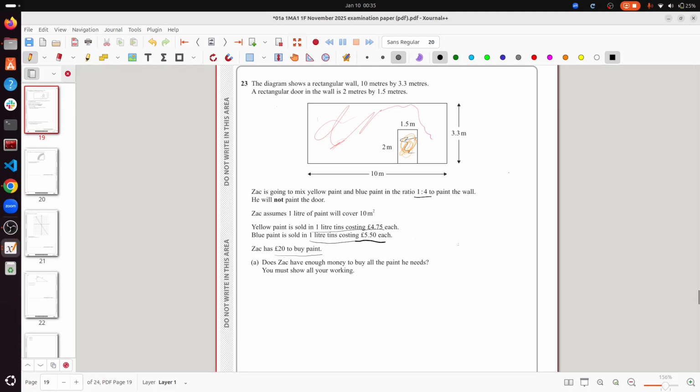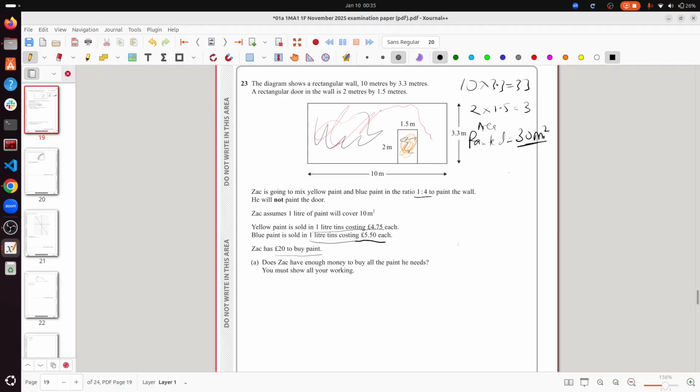Looking at the area that he's going to paint, the area of the wall is 10 times 3.3, which gives me 33, and the area of the door is 2 times 1.5, which is 3. So the area to be painted will be 33 minus 3, which is 30 meters squared. So that's the area to be painted.